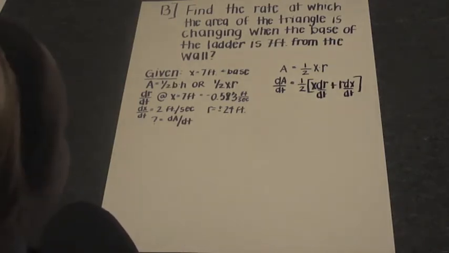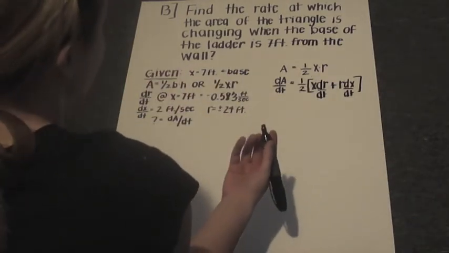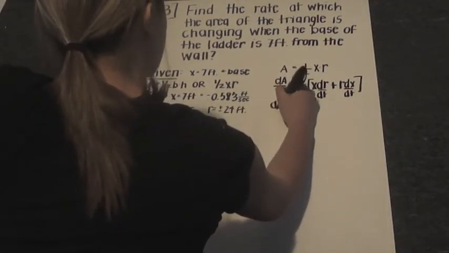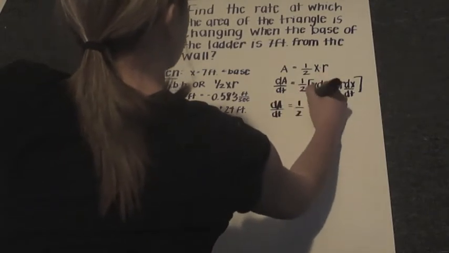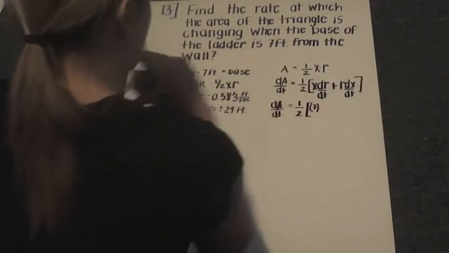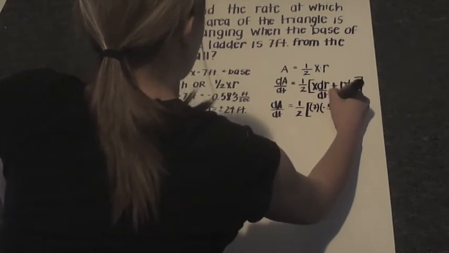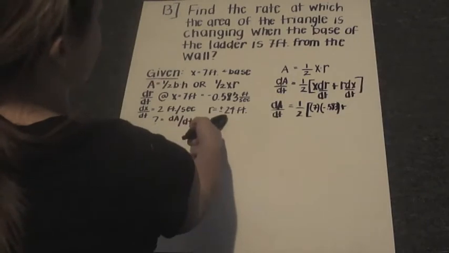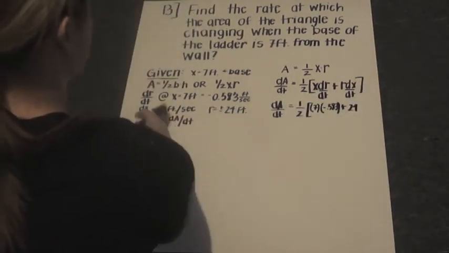And since we're solving for dA/dt and it's already isolated, from here on out we can just plug in all the information we have and solve for dA/dt. So we have dA/dt is equal to 1/2. Our x in this case is 7. We know our dr/dt from already solving it is negative 0.583 plus r, which we solved for in the first part, is 24 times dx/dt, which is still 2.